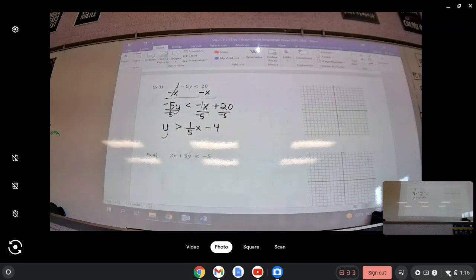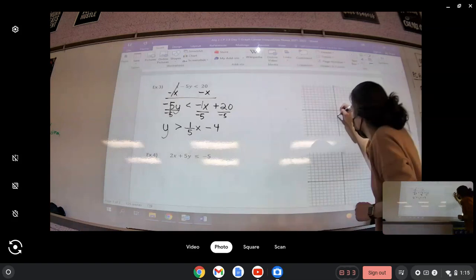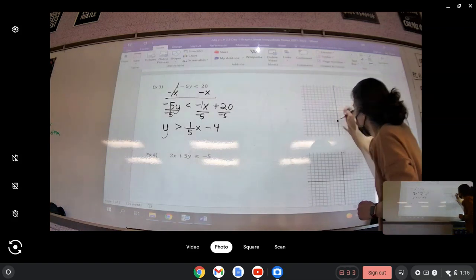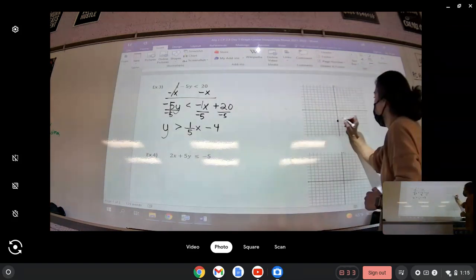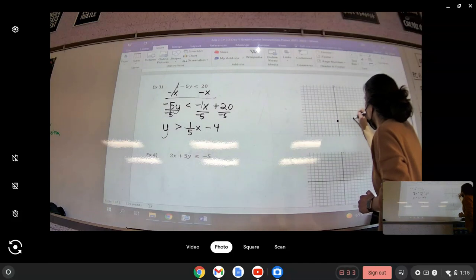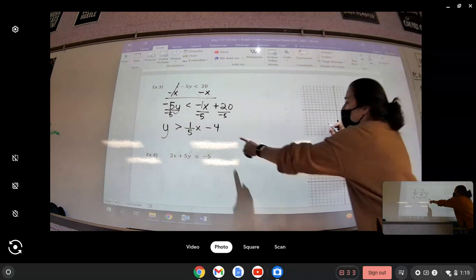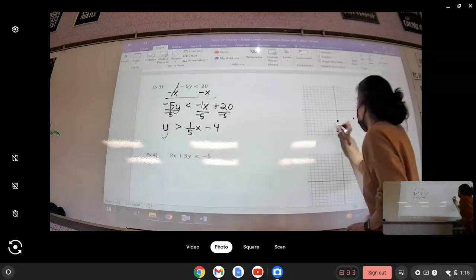All right, guys, graph it. Are you going to use a solid or dashed line? Ooh, dashed, right? It's only saying that it wants y to be greater than this line, but not equal to it, so dashed. Up 1 and right 5. We're going to go down 1 and left 5 using the slope in the other direction, right? My y-intercept and my slope.